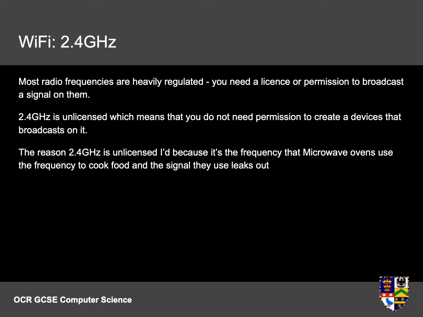Now, the 2.4 gigahertz frequency band is unlicensed, which means that you don't need permission in order to create devices that broadcast on that particular band. And the reason it's unlicensed is because in the 50s, when they started to make microwave ovens, the frequency that microwave ovens work at is 2.4 gigahertz. And because the frequencies from those microwaves leak out, it would make it a very poor decision to use for very official purposes.